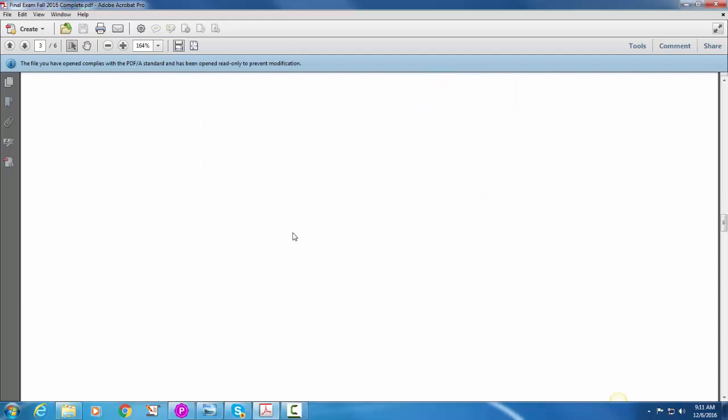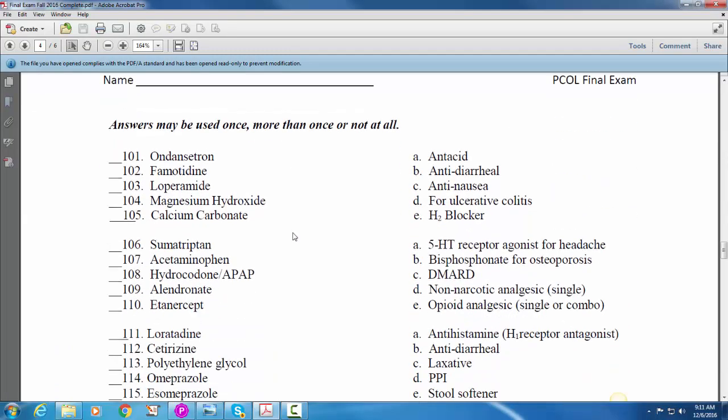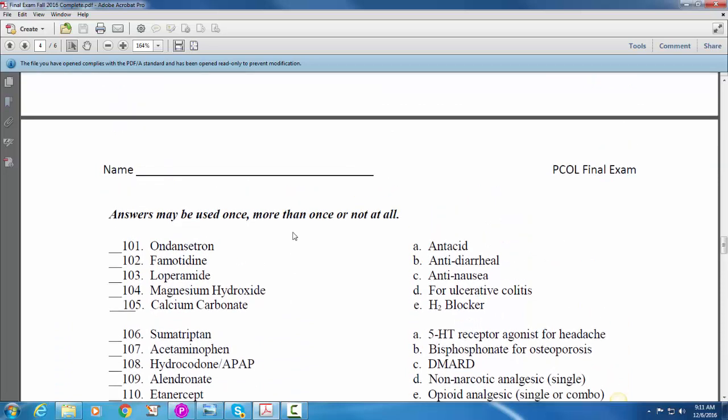Then we go down to the generics, and we have ondansetron, so the setron lets you know that it's the anti-nausea medication. You see the tidine, so you know it's an H2 blocker for acid. Loperamide, so low peristalsis, that's an antidiarrheal. Magnesium hydroxide, that's milk of magnesia, an antacid. Calcium carbonate is also an antacid.